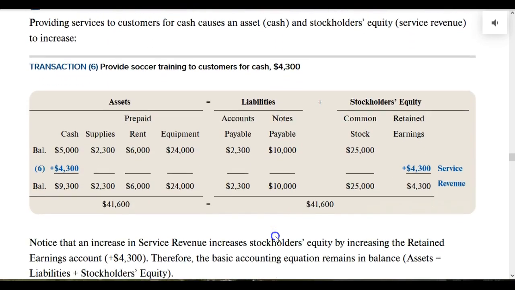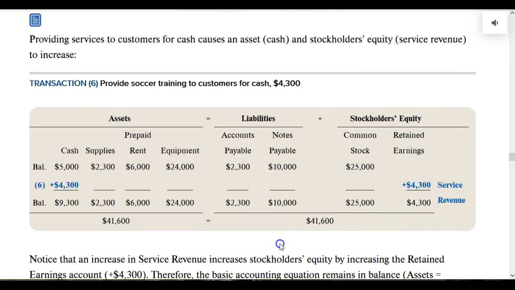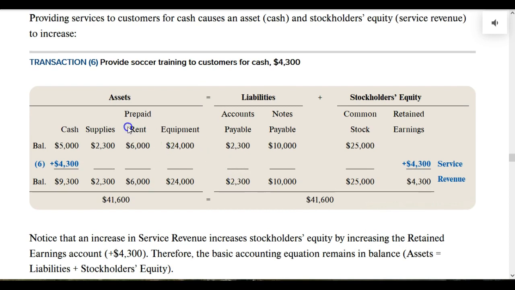Okay, the next one. Let's see. Provide services to customers. Here we go. Sorry for the scrolling. We provided soccer training to customers for cash, $4,300. That means we provided training and they paid us immediately. They paid us cash immediately. And the cash, this can be a check and so forth. So we'll just call it cash for now.